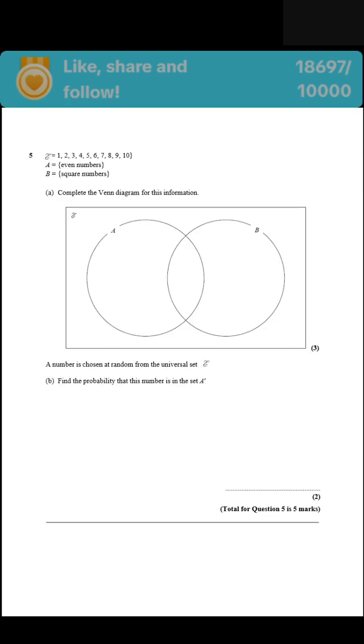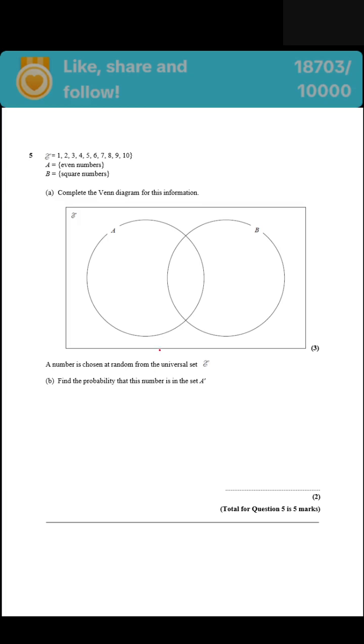So on to question 5, Venn diagrams. Venn diagrams do appear on both Edexcel and AQA. They differ slightly. Edexcel like you just to put the numbers in the right section. AQA like you to put a total amount of numbers in each section. So, for example, if I had 1, 2, and 3 in A, they'd like you to write 3 as a total.